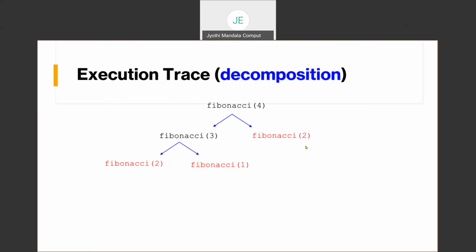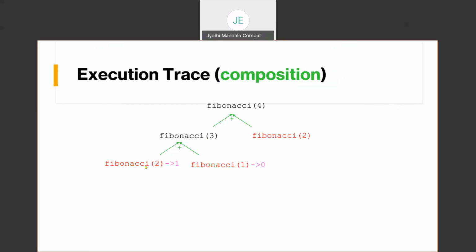Again, Fibonacci of 3, how will it be decomposed? Fibonacci of 2 and Fibonacci of 1. Okay, we have our base conditions, where 1 and 2 are fixed. What is Fibonacci of 1? It is 0, and Fibonacci of 2 is 1.